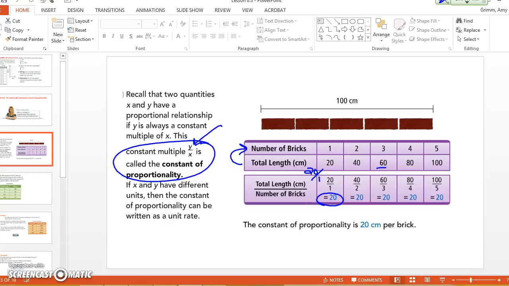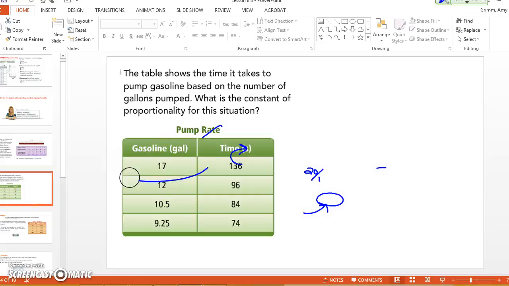It would not make sense for me to put x over y, because does that tell you anything? No, that is weird, okay? This makes way more sense. You're like, oh yeah, that means the length is 20 for every brick. That makes sense. That's why we use it, okay? All right, so let's look at this one.